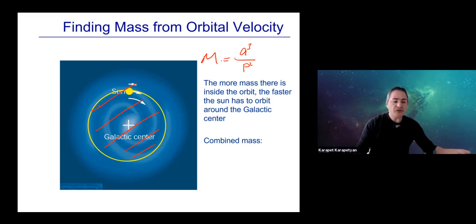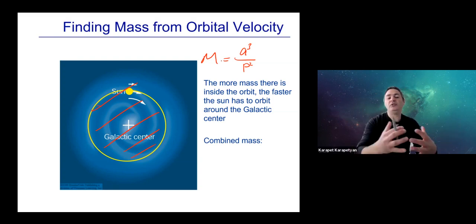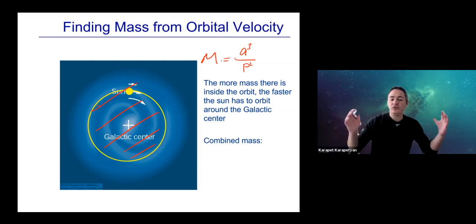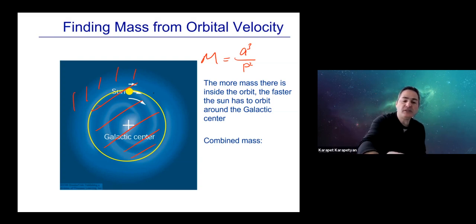All right, so using this information, we can technically calculate fairly accurately the mass within the orbit of the sun, and then we can approximate the rest of the mass that is beyond the orbit of the sun relative to the galactic center. But that's where we see some kind of discrepancy. We're going to talk about that.